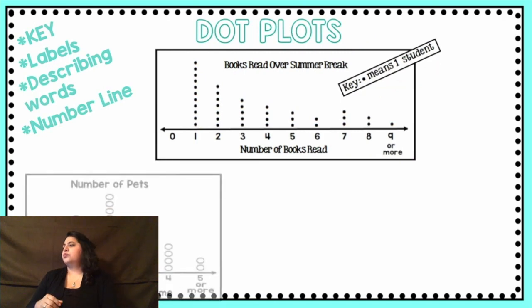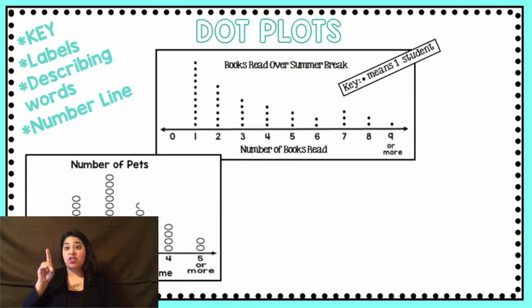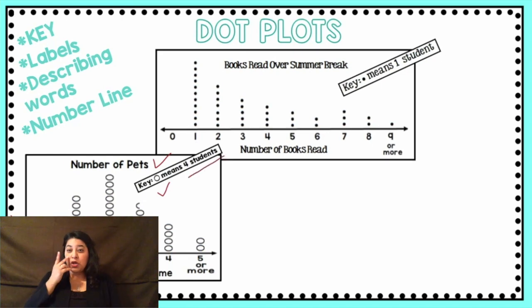Let's take a look at another dot plot. Here's one where you don't necessarily have dots, but you have circles. And let's look at those labels and describing words. I see number of pets is my title. Number of pets at home are the numbers below. Here's my number line. And so let me see what my key tells me. The key is telling me that every time I see a circle, that represents 4 students. So when I'm looking at this dot plot, I'll count each of these symbols by 4.